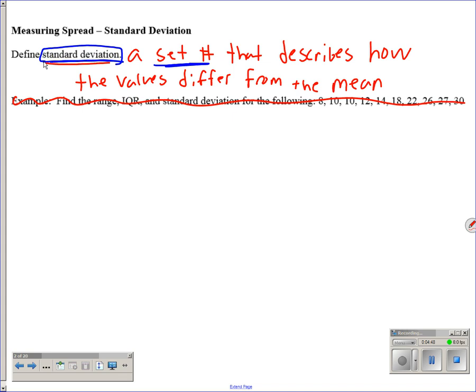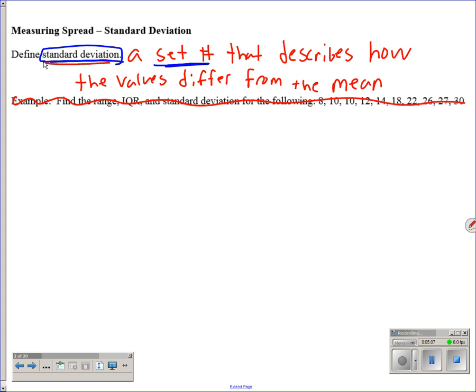It's specific to the problem. And in a way, it describes how the values differ from the mean. Okay, so the bigger the standard deviation, basically the more spread out our numbers are from the mean. So the smaller the standard deviation, the closer our data is around our mean.